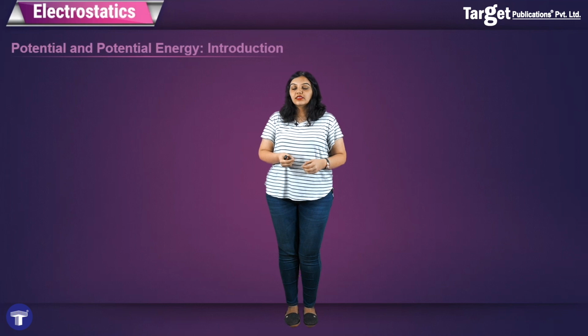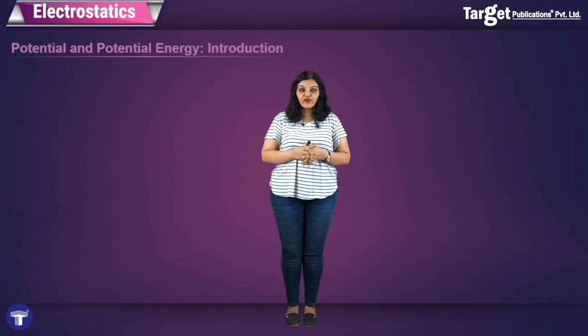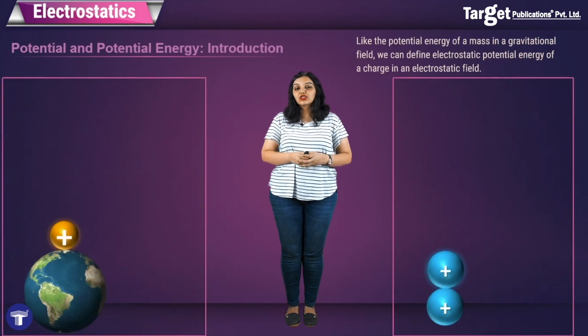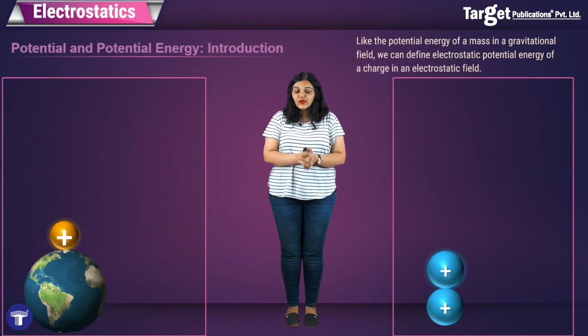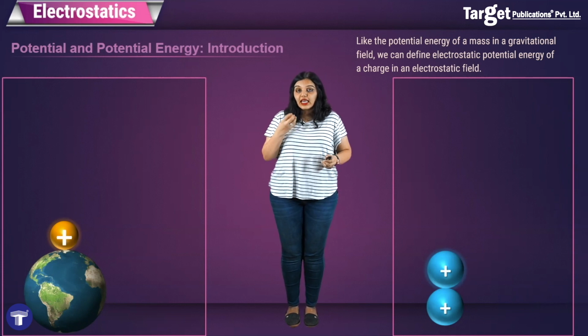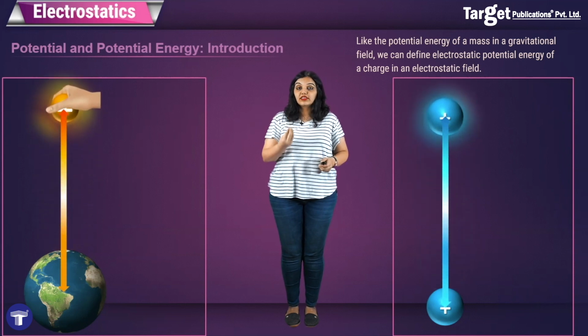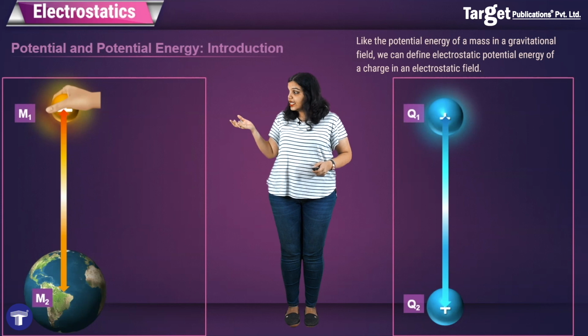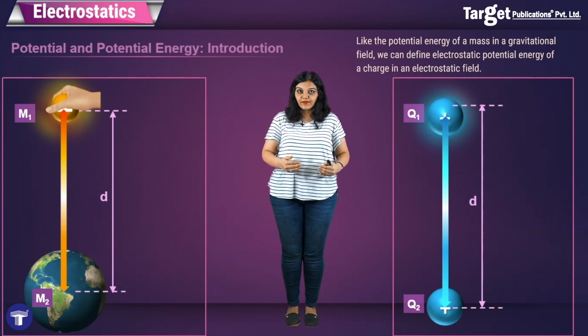So let's start. Now the word potential itself is not a new word. We have heard of the word potential and potential energy before, in the case of the gravitational field. And similar to the gravitational potential energy, we will define what is known as the electrostatic potential energy. In the case of gravitational potential energy, we saw that every object which is at some distance from the center of the earth possesses a gravitational potential energy because it is at some distance d from the center of the earth. In this case, we had two masses m1 and m2 separated by a distance d, and because of their separation, these objects possess gravitational potential energy.